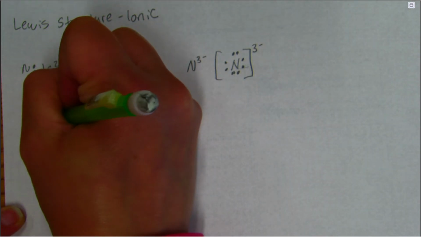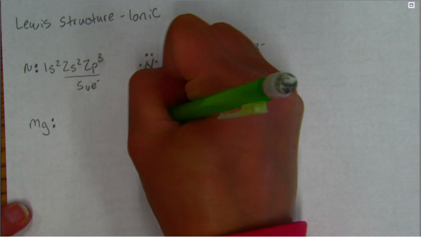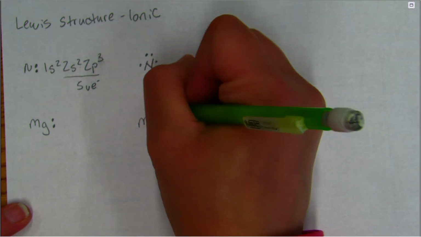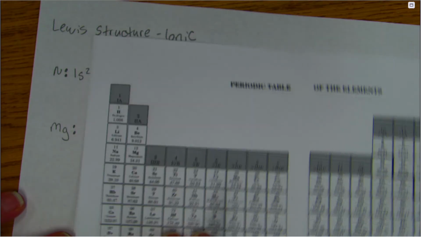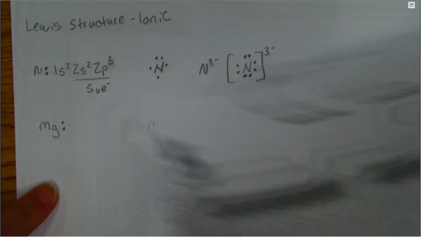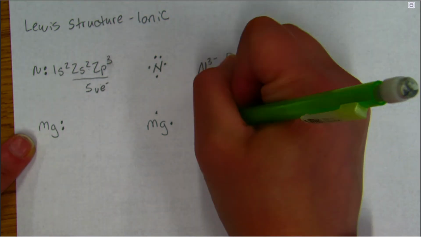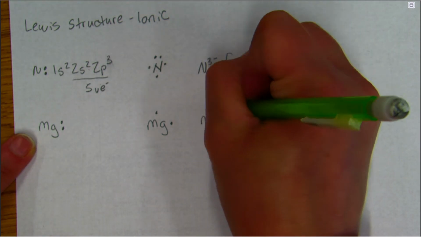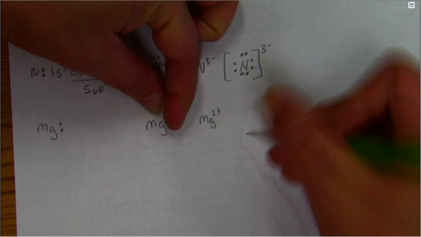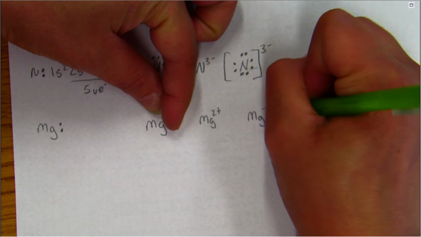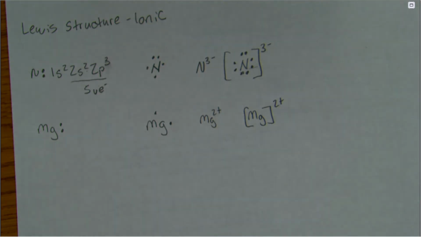Let's look at magnesium. Magnesium, to draw magnesium, it loses 2 electrons, let me start over. I got ahead of myself. Magnesium has 2 valence electrons. So here's what magnesium would look like. Now, in its cation form, if magnesium loses 2 electrons, it has no more electrons, so we just put it in brackets and a 2 plus as a superscript.